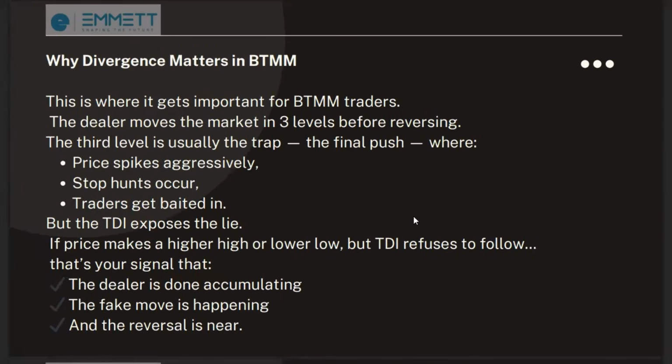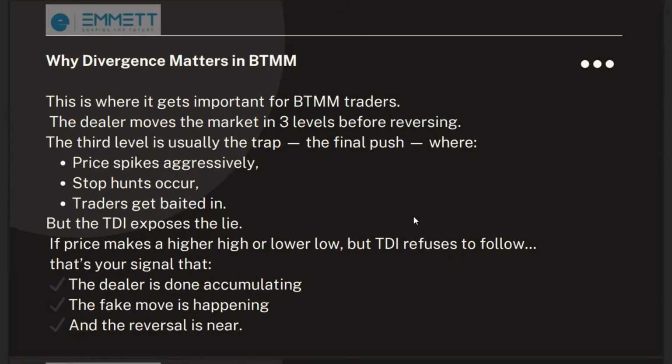Why does divergence matter in the BTMM method? It's a good question to ask yourself, but if you answer it wrongly, you will still find yourself struggling to use it properly. So this is where it gets important for BTMM traders. If the dealer moves the market in 3 levels before reversing, then you want to know exactly where he's going to reverse.